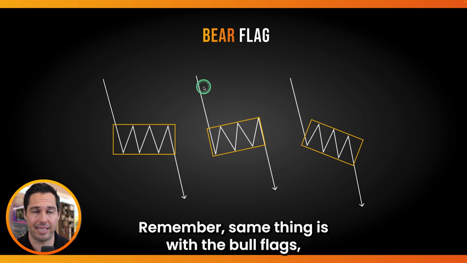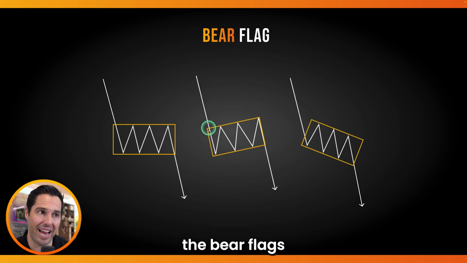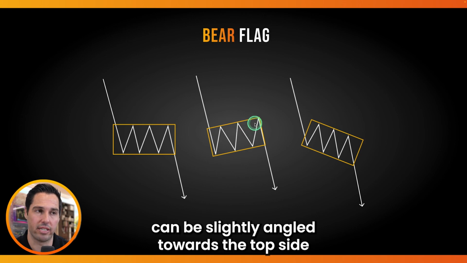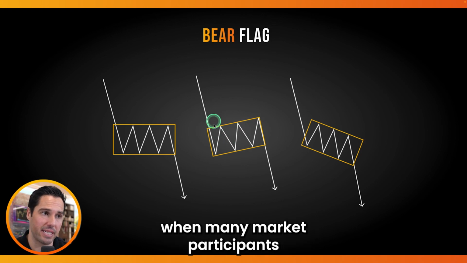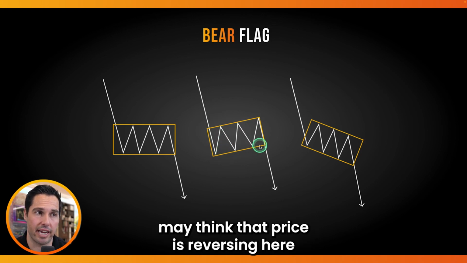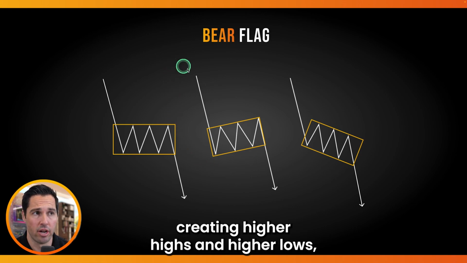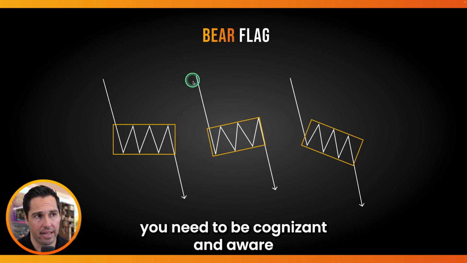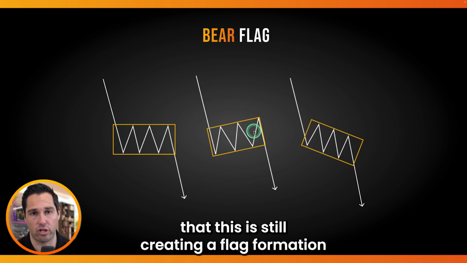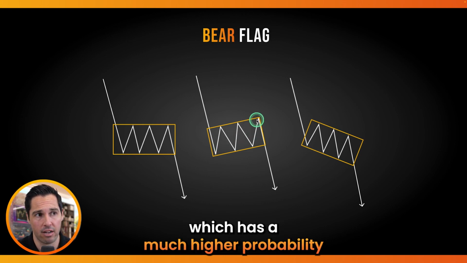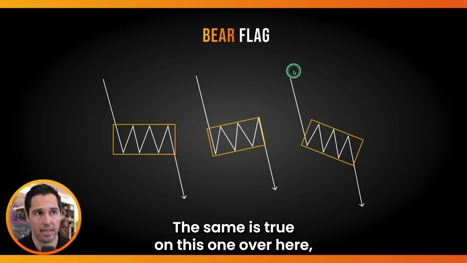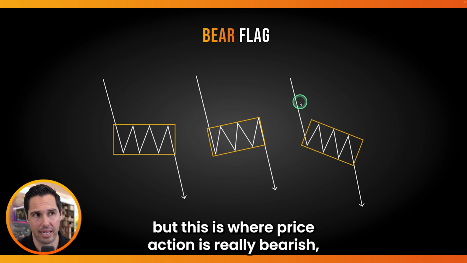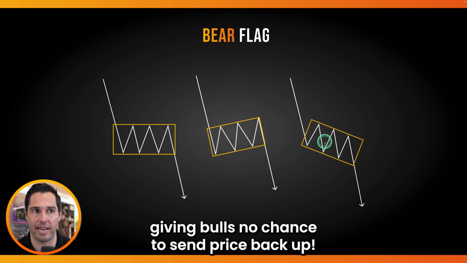downside. Remember, same thing as with the bull flags, the bear flags can be slightly angled towards the top side. When many market participants may think that price is reversing here, creating higher highs and higher lows, you need to be cognizant and aware that this is still creating a flag formation, which has a much higher probability of breaking towards the downside. The same is true on this one over here, but this is where price action is really bearish, giving bulls no chance to send price back up.